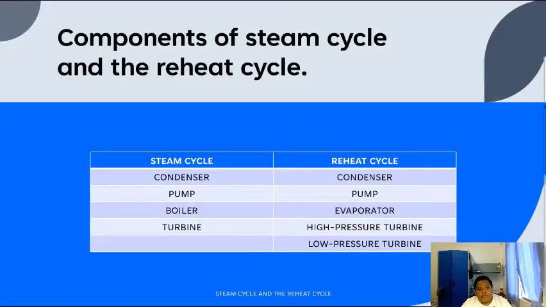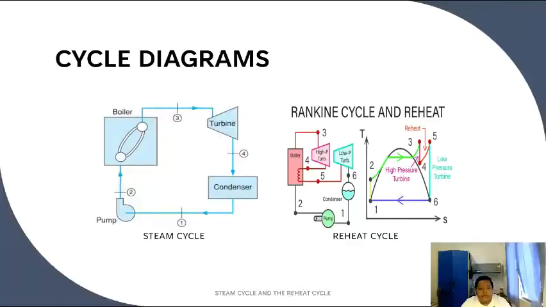I'm going to explain about the components of a steam cycle and the reheat cycle. In a steam cycle, steam is the working fluid. There are four main components in a Rankine cycle. These components consist of a pump, boiler, turbine, and condenser.